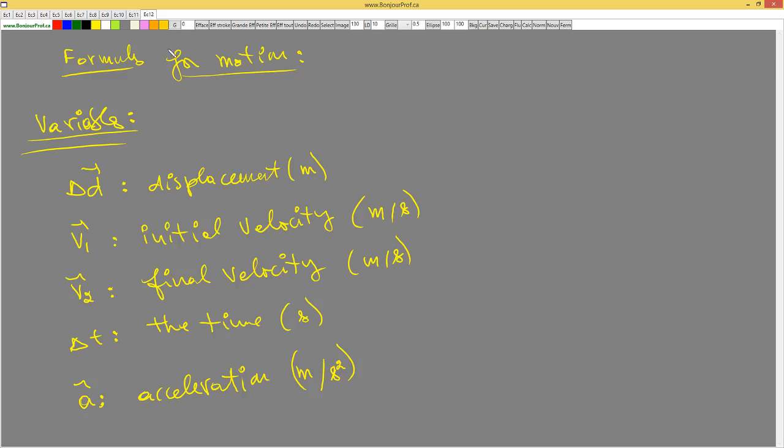So I'm going to recap formulas for motion. Variables: delta D, displacement; V1, initial velocity, in meters per second; V2, final velocity; delta T, the time; A, acceleration. Now we have to write the equations that go with these variables. We have four or five. The first formula is delta D equal V1 delta T plus half A delta T squared. This is the first formula.